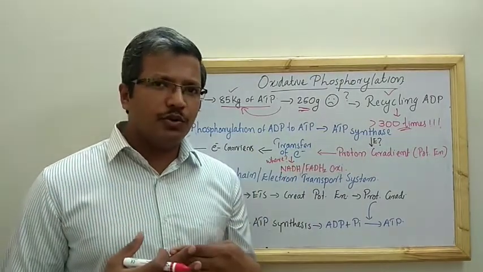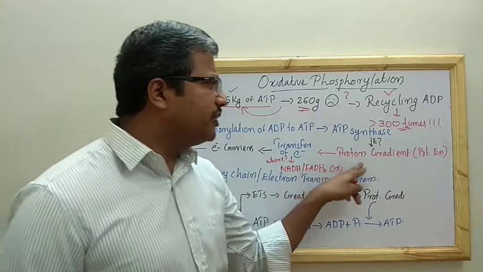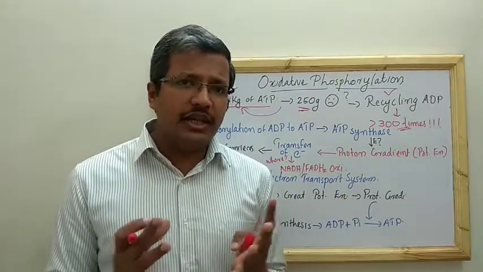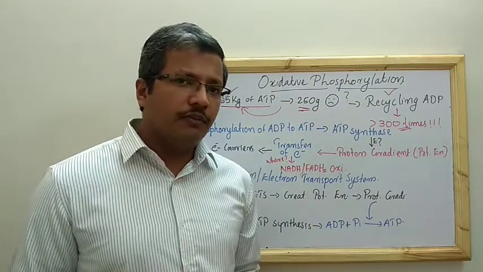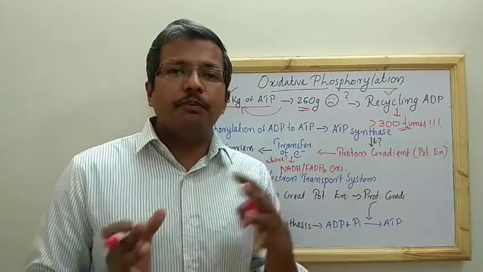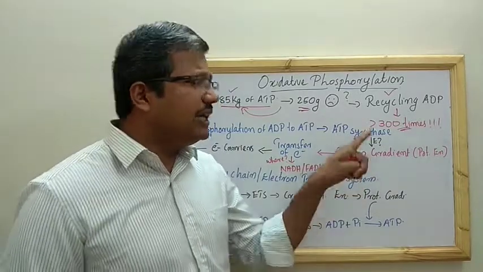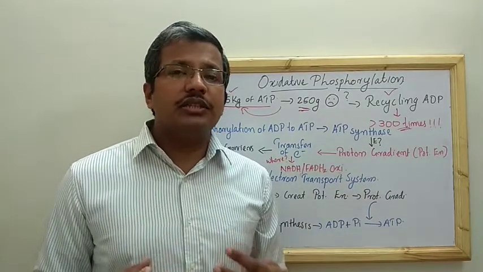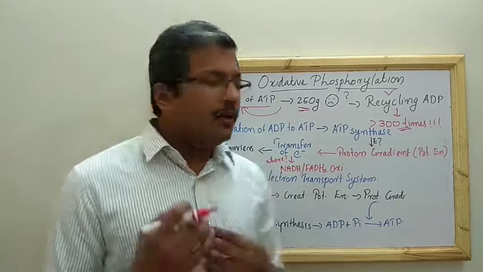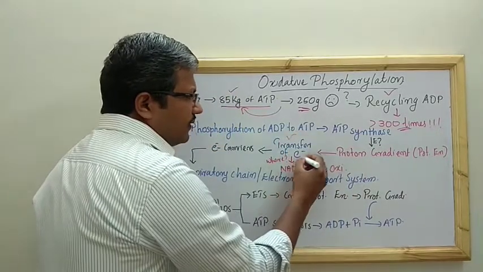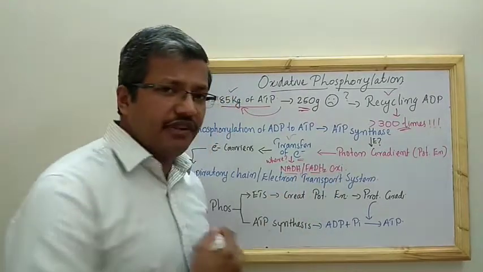If you want to combine two molecules, you require energy. From where does that energy come? Energy is coming from the proton gradient. The proton gradient across the inner mitochondrial membrane will be acting as a potential energy which will support the combining of ADP and Pi by the ATP synthase enzyme. So the proton gradient is the energy. Now the question is, who will be creating this particular proton gradient across the inner mitochondrial membrane? This will be created as a result of transfer of electrons from NADH and FADH2.